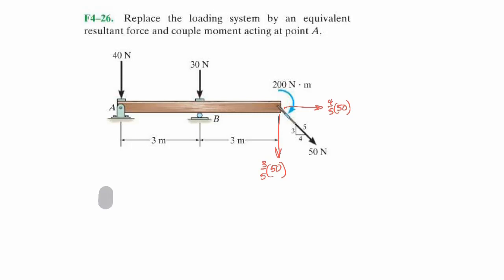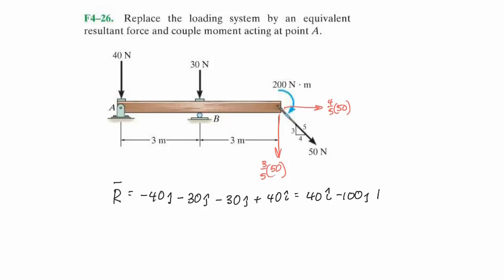So the resultant force is going to be equal to negative 40 J, negative 30 J, negative 3/5 of 50, so that would be also 30 J, plus 4/5 of 50 in the I direction, so that would be 40 I. And we can add all those together, and we can see that the resultant force would be 40 I minus 100 J. And that's going to be the resultant force. Okay, let's put a little red box around there.